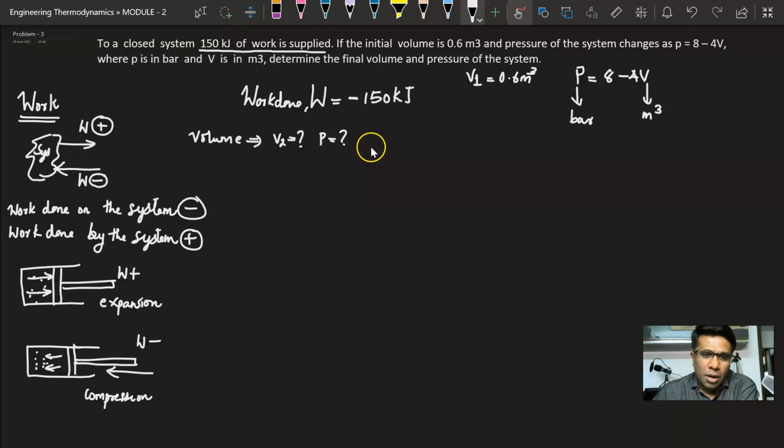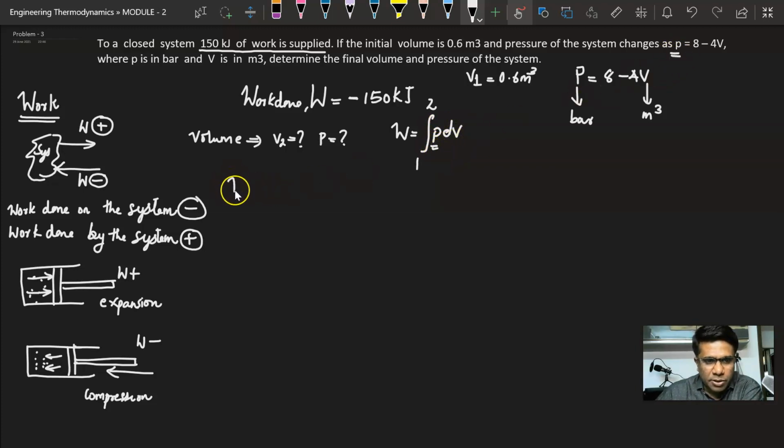Now, how will we start the problem? Here it is clearly given. We are supposed to find the volume and the pressure. There is something related to work given and P given. So always connect this, because to identify the process, whether it is a constant pressure, constant temperature, or adiabatic process, is quite difficult. Therefore, we are going to apply the work done equation where work is equal to integral 1 to 2 pdv, because there is an equation in terms of p given to us.